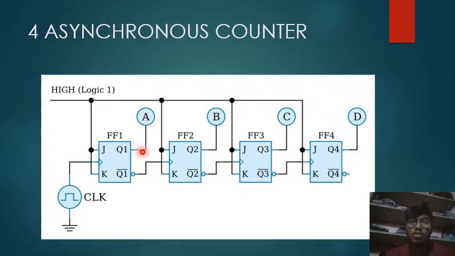Next, the outputs are considered as Q1A, Q2B, Q3C, and Q4D. Here the complemented output is connected as the clock to the next flip-flop. So this is positive triggering, and the complemented output is connected to the next flip-flop. From the above, we can say this is an up counter, because of positive edge triggering and complemented output.